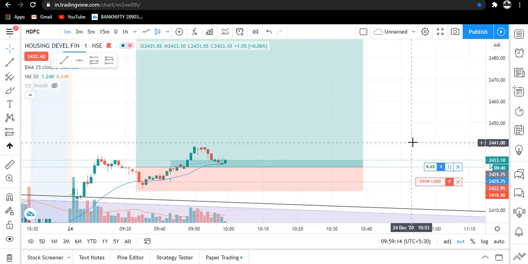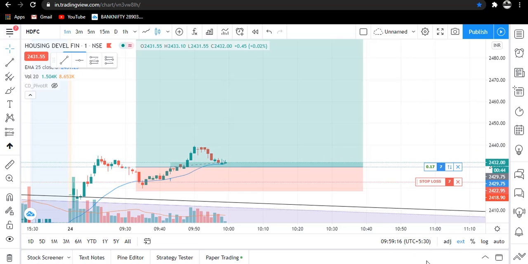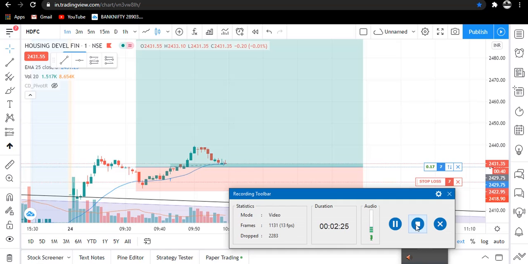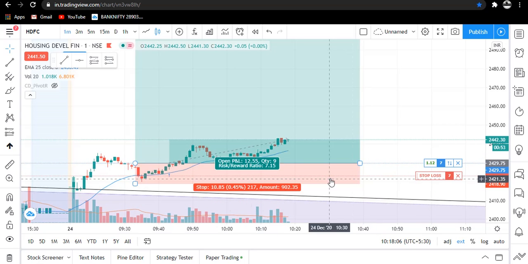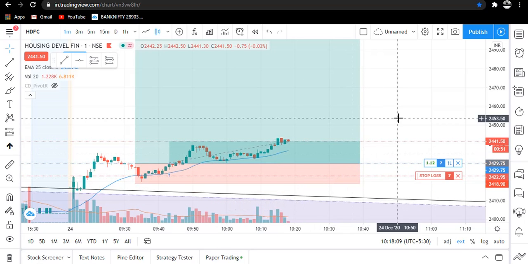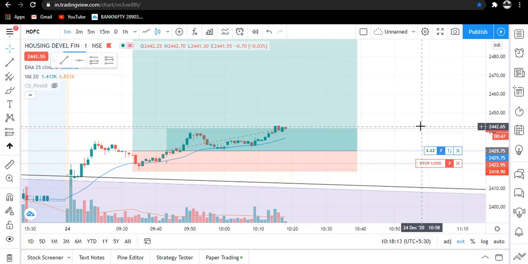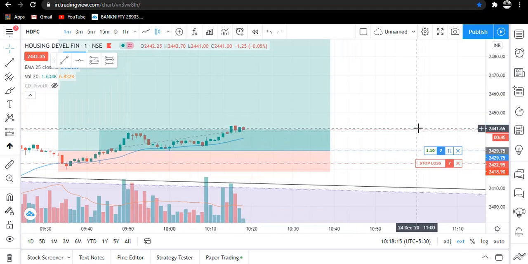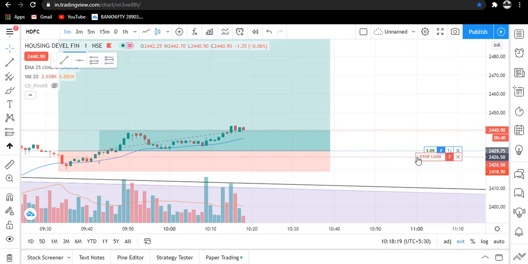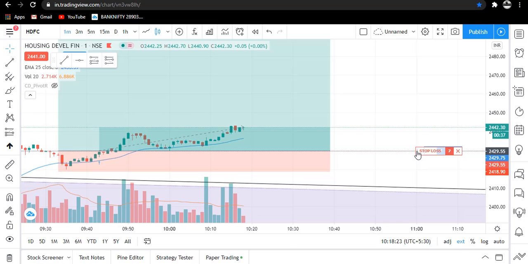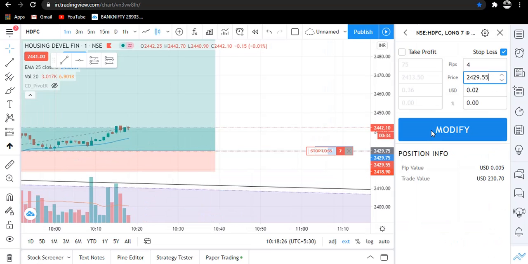Okay traders, so now I am pausing the video. When it shows some momentum, I will update you. So traders, you can see here that price is again facing some resistance over here. So what we are doing now is that we will trail our stop loss to our cost price to protect our capital. Okay traders, so I'm modifying my order.